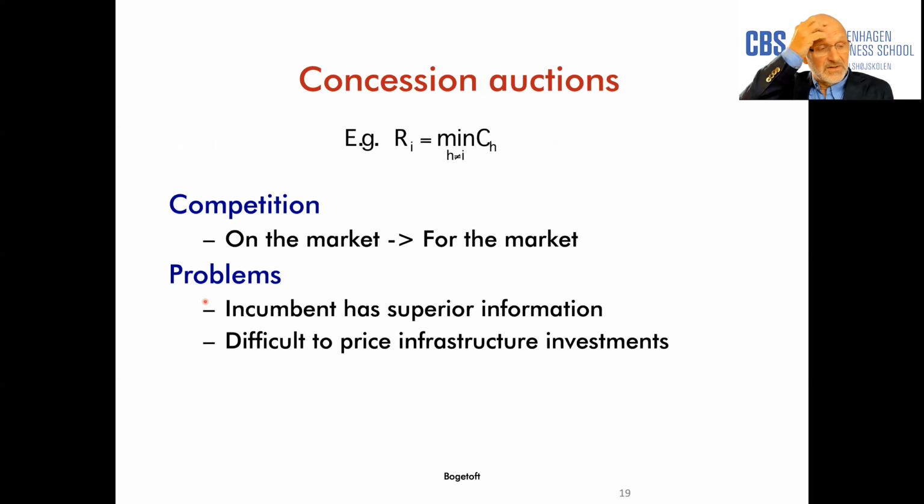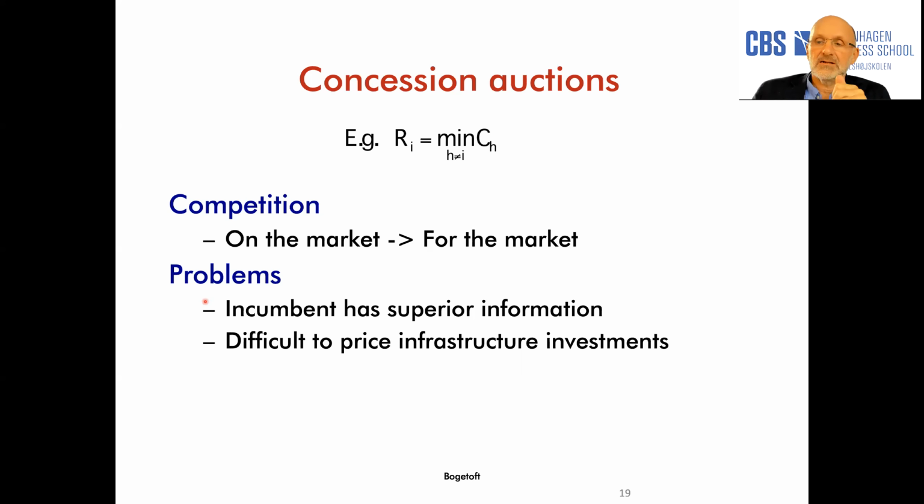The final general one I wanted to mention is the concession auction. You could basically ask the companies, what would you charge the consumers if you were to supply these services in the next 5 years? Then you can just choose the provider that offers the lowest charges, in the cheapest possible way. So instead of having competition in the market between different companies doing exactly the same, you now compete for the market, for who gets to be on the market. You get a competition for that.